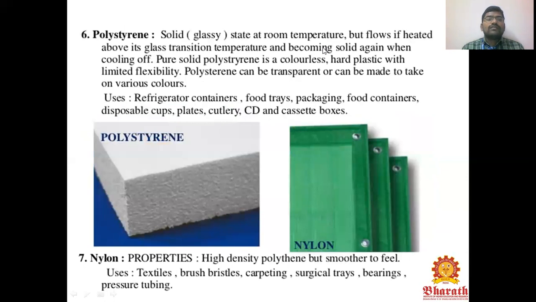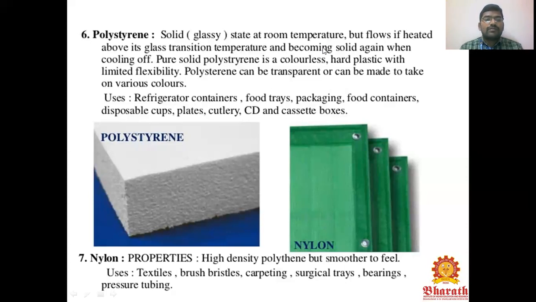Next one is polystyrene. It is a solid glassy state at room temperature, but flows above the glass transition temperature and becomes solid again on the cooling curve. Pure solid polystyrene is a colorless, hard plastic of limited flexibility. The uses of polystyrene are refrigerator containers, food trays, packing food, food containers, disposable cups, plates, cutlery, CD and cassette boxes. In this way, you are using polystyrene material.